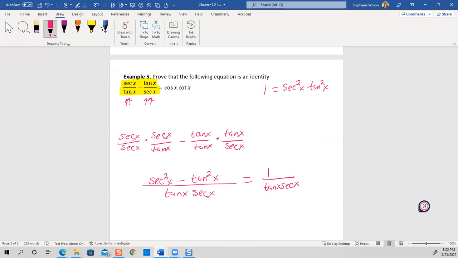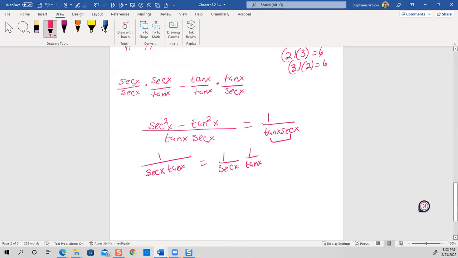So now let's look at it. I'm going to switch this order. It doesn't matter, because 2 times 3 is 6 and 3 times 2 is 6, so the order doesn't matter. I'm going to write the secant first over 1. So I can rewrite it as 1 over secant x times 1 over tangent x. And what do I know about that? Well, 1 over secant x is going to be cosine, because it's the inverse of it. And then 1 over tangent is going to be cotangent x. And that is my answer.